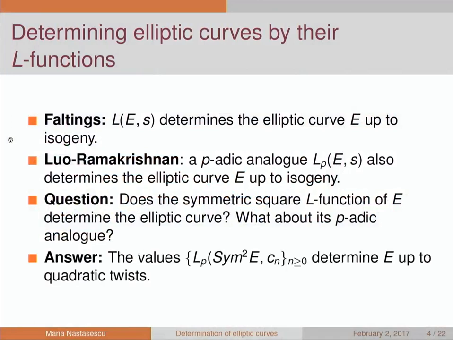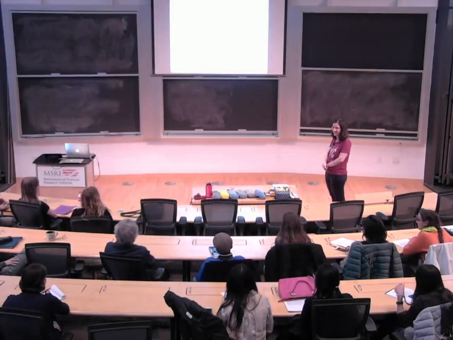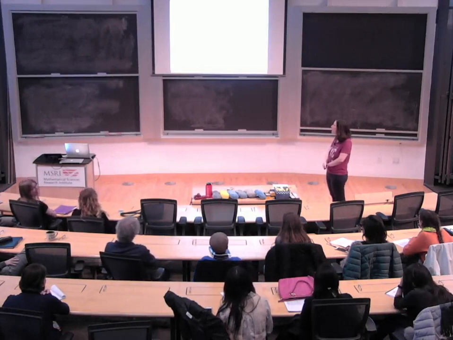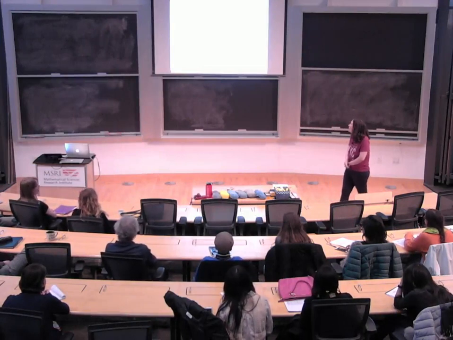Before, I don't know what the date was on folding and stuff, but I thought that Harold Stark showed that just the value at the center of the critical strip of the L series of a modular form determines the modular form. Yeah, I think that's right. Well, if it's non-zero. Right. So there are results like that, and I'll talk about those.